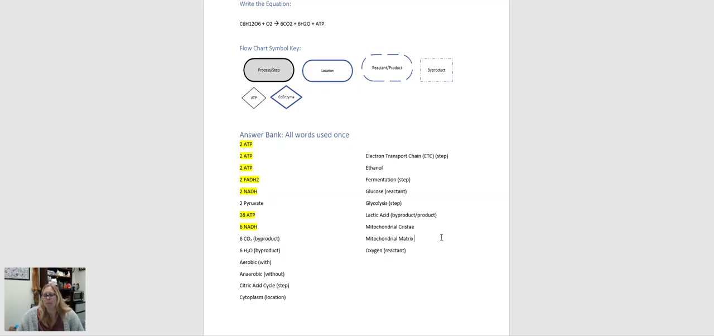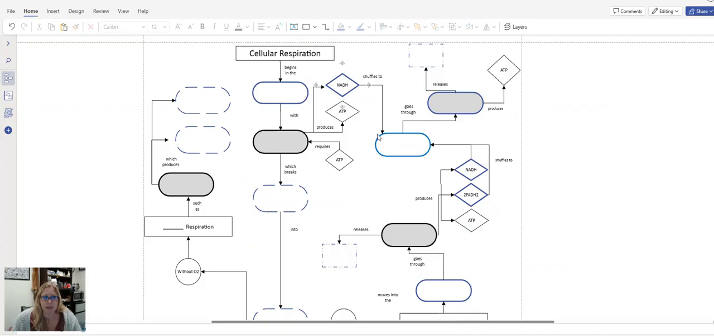Mitochondrial cristae and mitochondrial matrix. Well, I might not know which one means which. I know that these are both locations because the mitochondria is one of those organelles, and so that tells us that it is a location. Once we've done some of this, and maybe again, I don't have a tag on everything, I can go back to my flowchart and see if I can't start looking at my clues and filling it in.